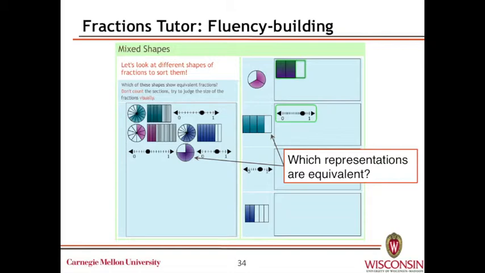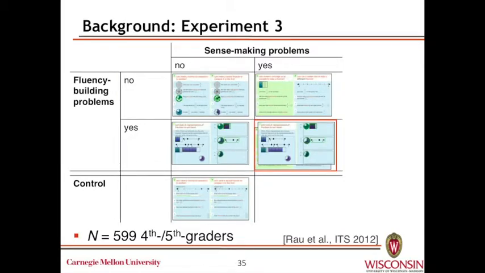So in my experiment, I compared what happens if we give students sense-making support alone, fluency building support alone, or both together. What I found was just what I had expected, that the combined condition led to the best learning gains established by pre, post, and delayed post-test, just as Richard was showing earlier.